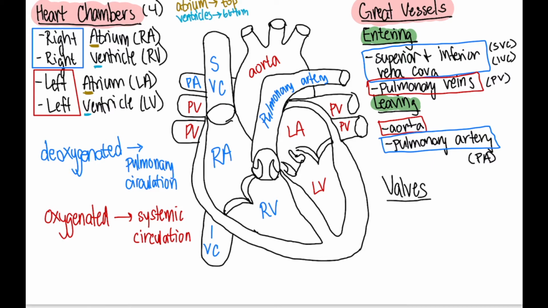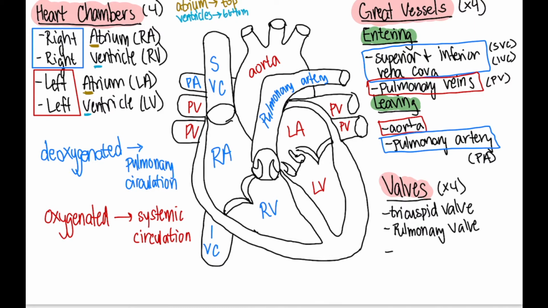So next we're going to go through the valves. There are 4 valves that are important to know. So if you haven't noticed, there are pretty much 4 of everything. So the 4 valves that we're going to need to know are going to be the following: the tricuspid valve, the pulmonary valve, the bicuspid or the mitral valve, and then the aortic valve.